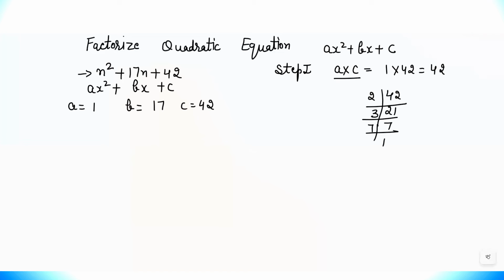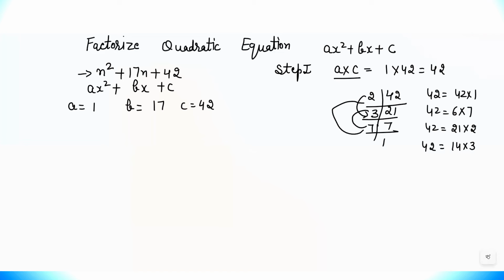So 42 can be written as 42 into 1. Then it can be written as 2 into 21, 6 into 7. Then it can be written as 7 into 6, 21 into 2. Then it can be written as 14 into 3. Now, these are the different factors of number 42.